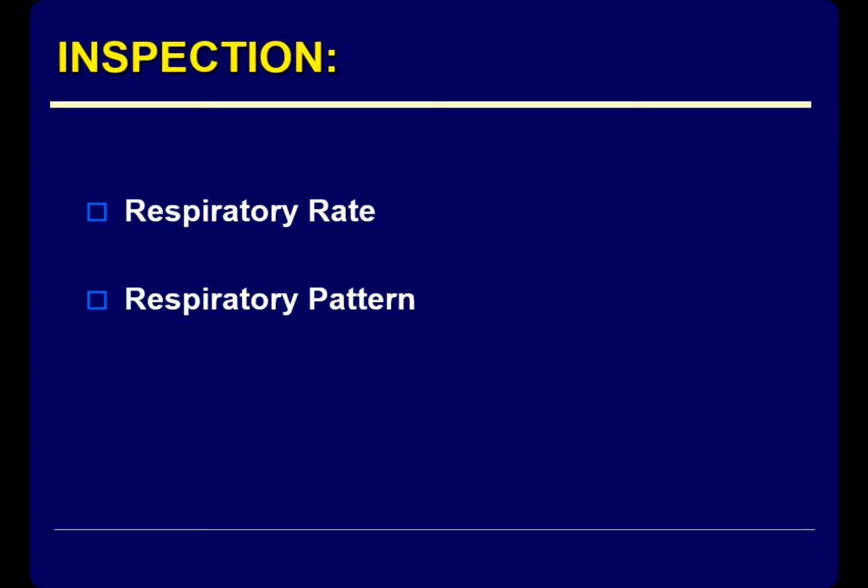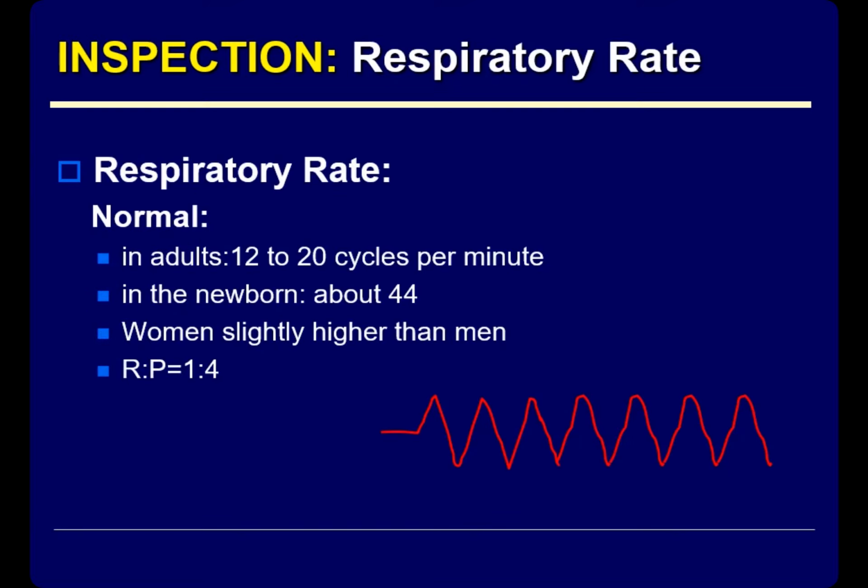It's especially helpful to make an initial assessment of the ventilatory pattern. Specifically, one should be concerned about rate, breathing volume, and apparent effort associated with breathing. Most resting adults breathe about 12 to 20 times per minute. In the newborn, about 44. Women slightly higher than men.